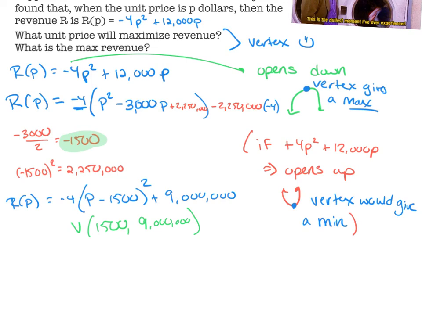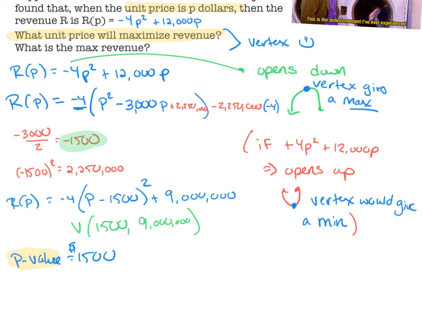What unit price will maximize revenue? This part, let's get a yellow highlighter. I'll put down here, this part is asking for the p-value, because that was the unit price. I'll also highlight it where it told me that. The unit price is $p. So I can tell that the unit price that gives me the maximum revenue is $1,500. So charge $1,500 per clothes dryer.